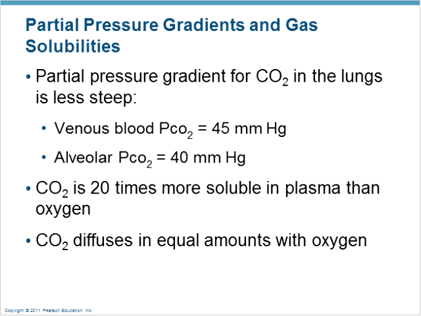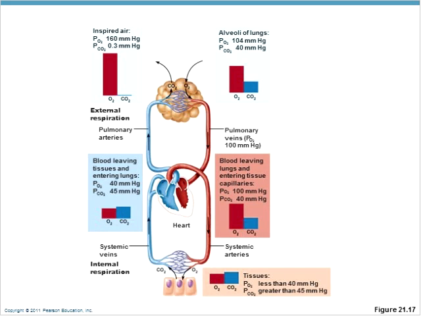The partial pressure gradients and gas solubilities of CO2 in the lungs are different. The venous blood PCO2 is 45 millimeters of mercury, and the alveolar PCO2 is 40 millimeters of mercury. Not a great deal of difference, only 5 millimeters. CO2 is 20 times more soluble in plasma than oxygen, and CO2 diffuses in equal amounts with oxygen. So it's really interesting to know how the two differ, and you get a nice feel here for what we're talking about.